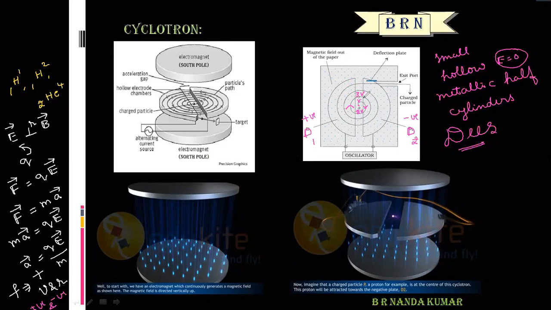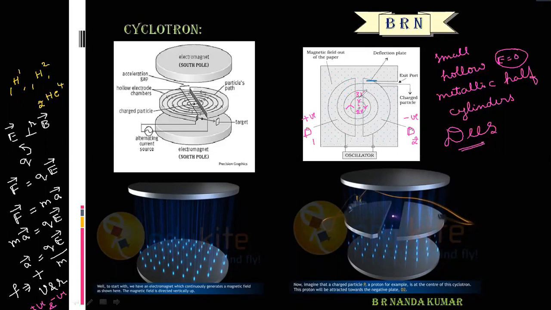Once it enters a gap, the charged particle is acted upon by the electric field. The electric field accelerates, that means it increases the speed of the charged particle. So again here, the proton is attracted towards the negatively charged D2. That is the electrostatic force of attraction between the positively charged proton and the negatively charged D2.